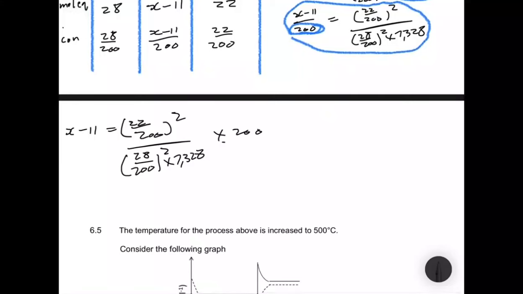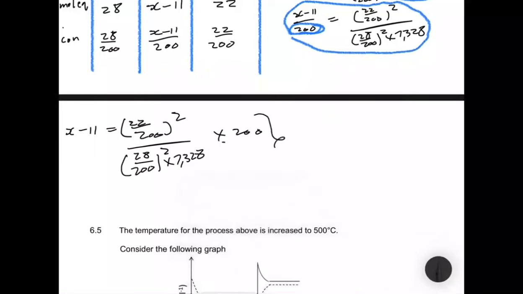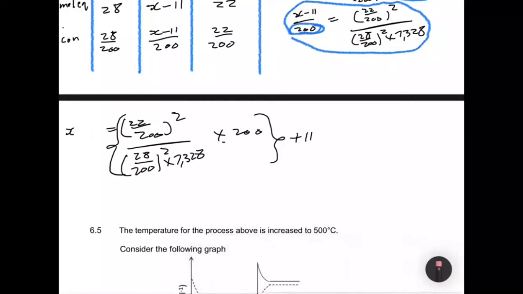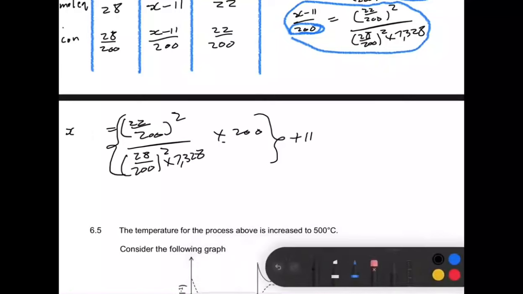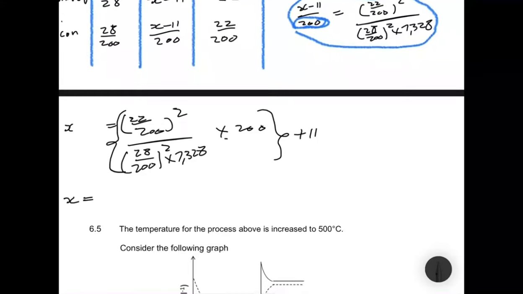So if you add 11 to both sides, let's take this entire expression, right? And then we say plus 11. So now we can erase this minus 11 here. We get x being equal to 27.849, right?